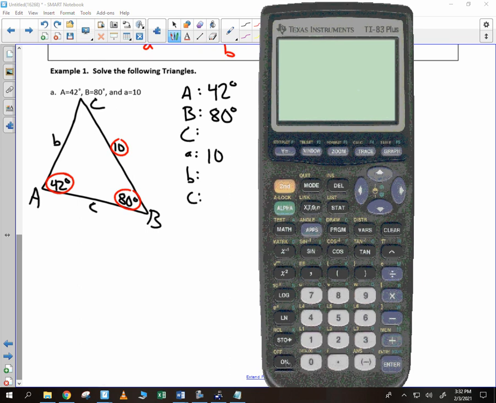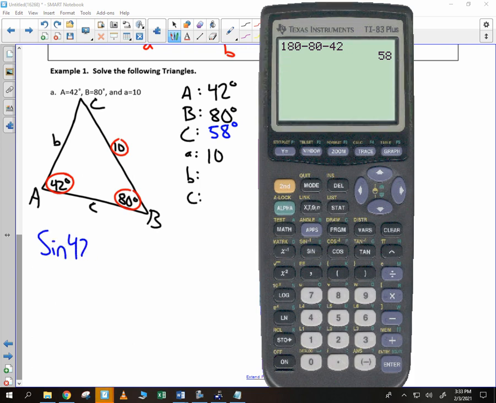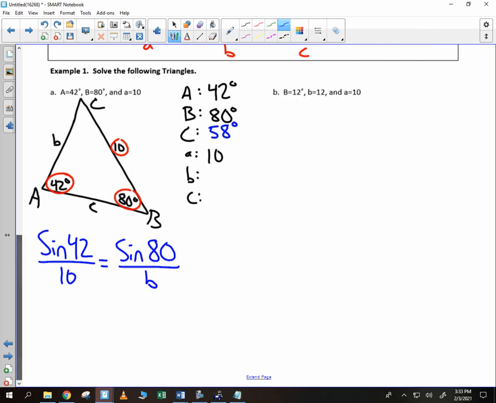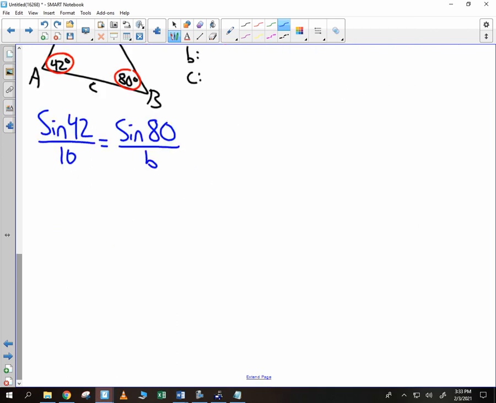So I go ahead, I turn this on, and I go 180 minus 80 minus 42. And I get 58 degrees. So we've got that missing piece. And now what I'm going to do is I'm going to take the sine of angle A divided by side A is equal to the sine of angle B divided by side B. So it's always the angle over its opposite side.